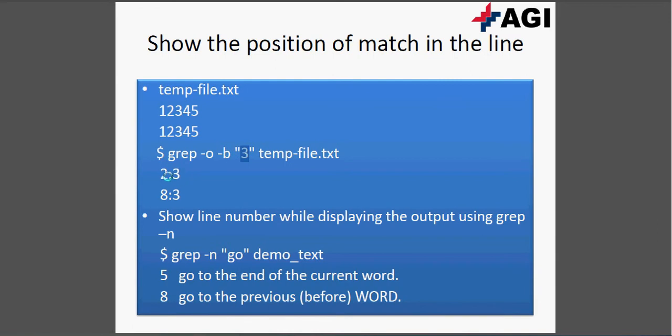So here the output indicates that the first integer represents the position, followed by the integer, or the pattern, that we were looking for. So it has found two instances, or two positions, in the file, that is position 2 and position 8.